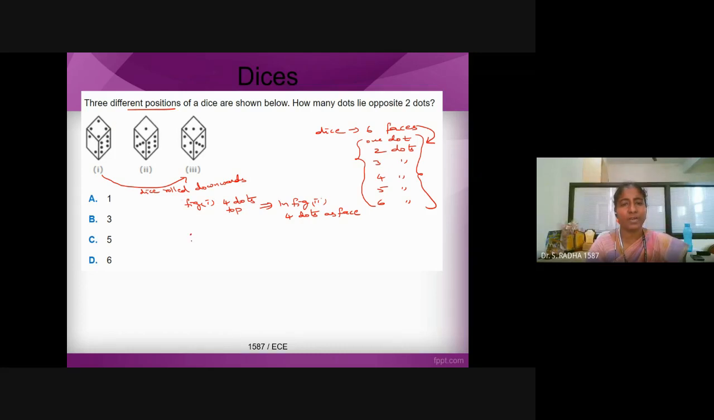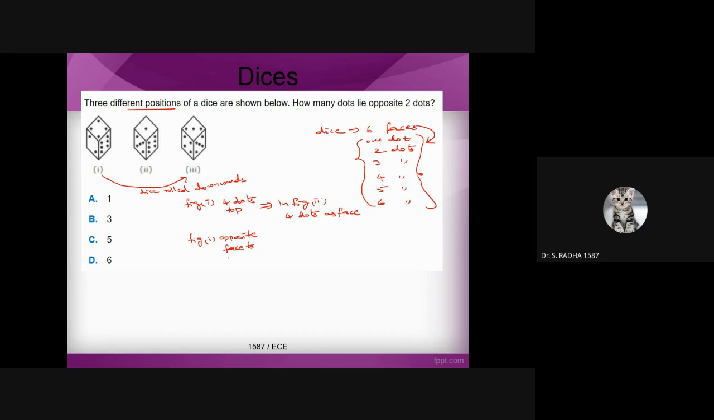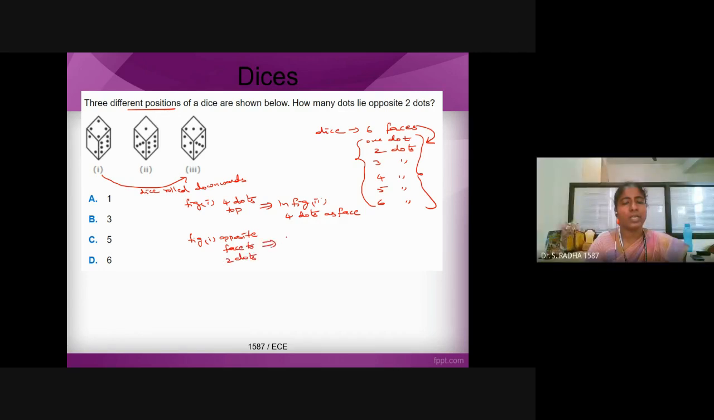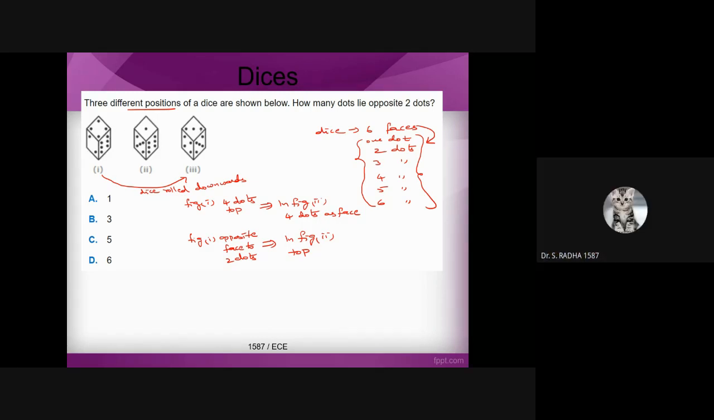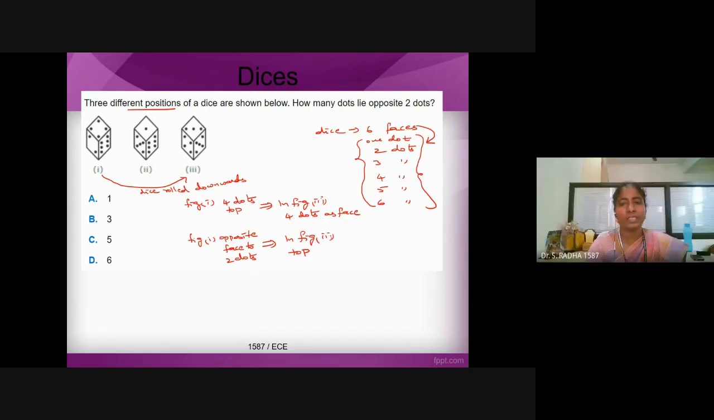In figure 1, the opposite face to 2 dots has moved in figure 2 as top. In figure 1, opposite of 2 dots, it has become top face in figure 3, sorry, not figure 2. So now what they are asking, what is the number of dots opposite to 2? It is 3 dots. Opposite to 2, 3 dots.